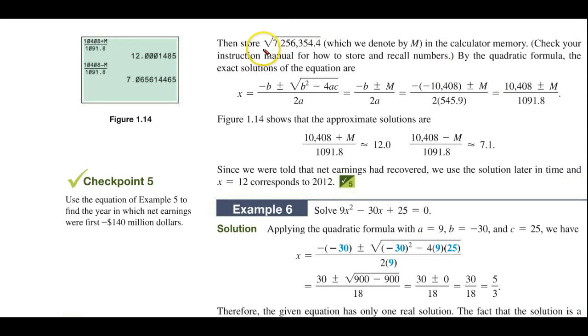Now that we have a value under our radical sign, we can continue putting that into the rest of the formula, and when we do so, we end up with approximately 12, and here approximately 7. And they're saying, since we were told that the net earnings had recovered, we use a solution later in time, and that x in this case would apply to the year 2012. And that's the answer they're looking for. Again, this looks very tedious, and one little mistype can mess up your answer. So you have to take this slowly and carefully.